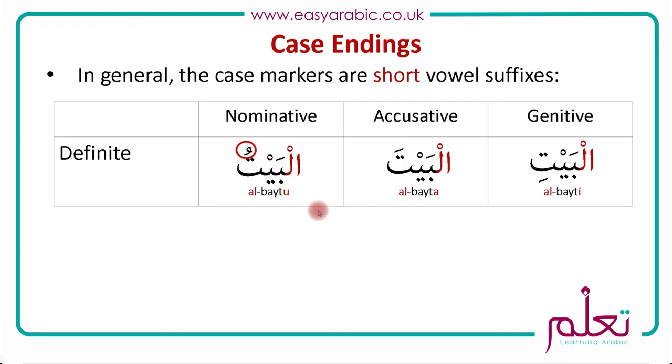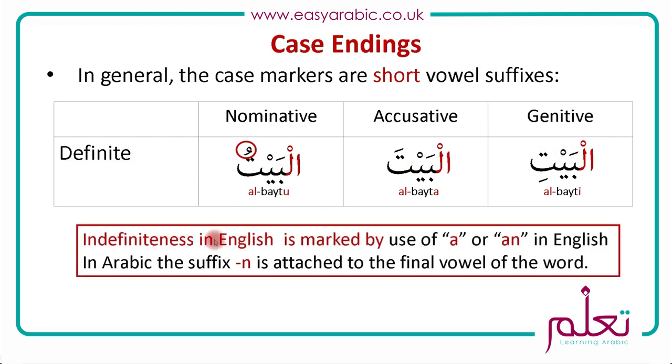These short vowels are used when the word is definite. Indefiniteness in English is marked by the use of a or an, as I covered before. In Arabic, the suffix an is attached to the final vowel of the word. So here we've got bayt, and then an n will be added to the end.